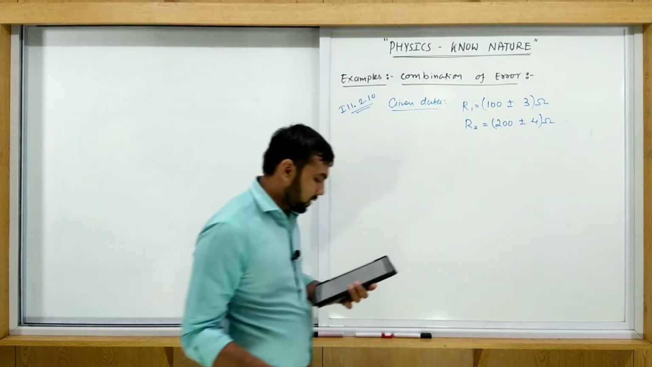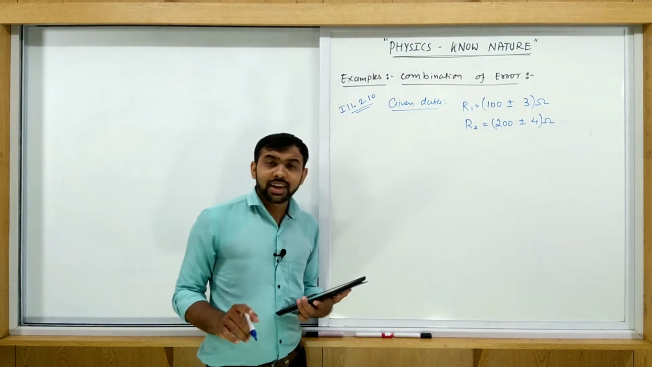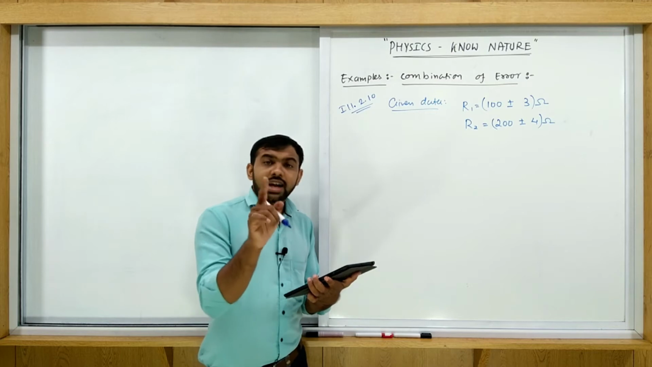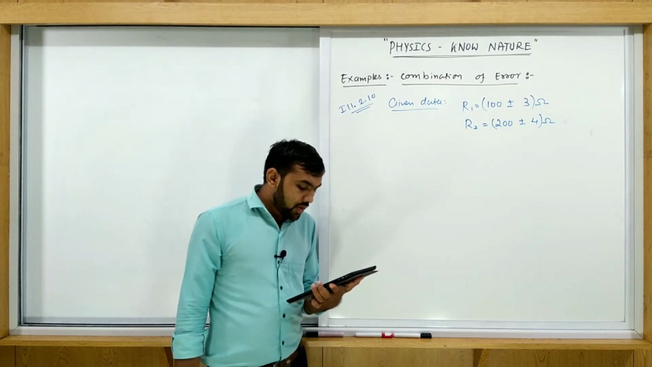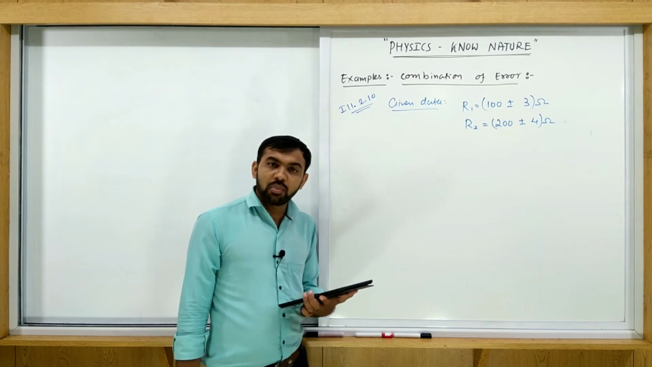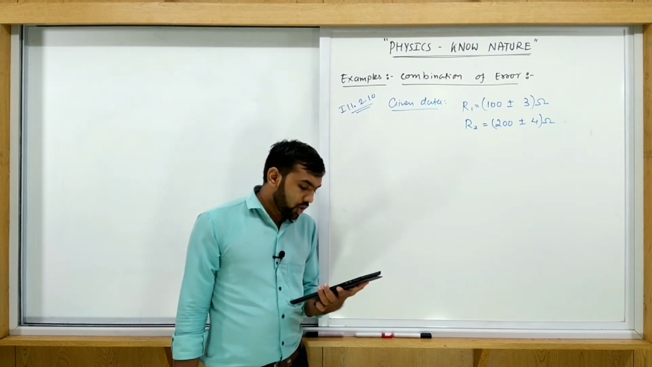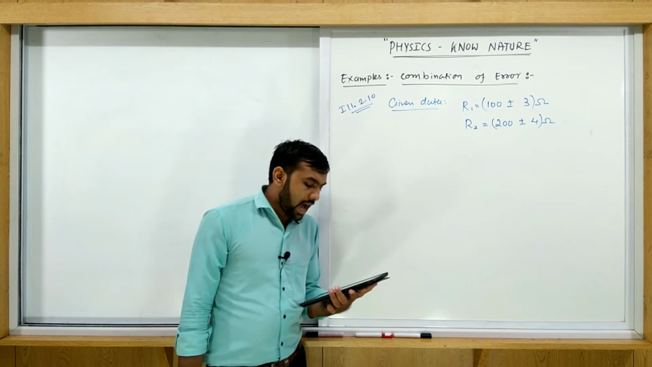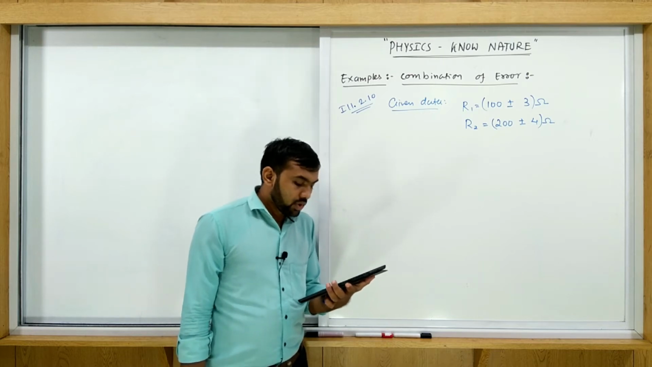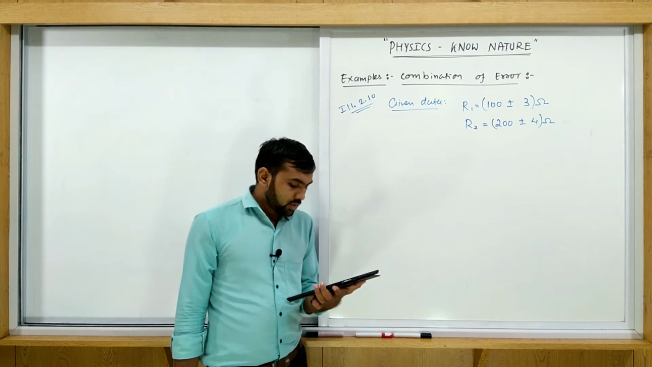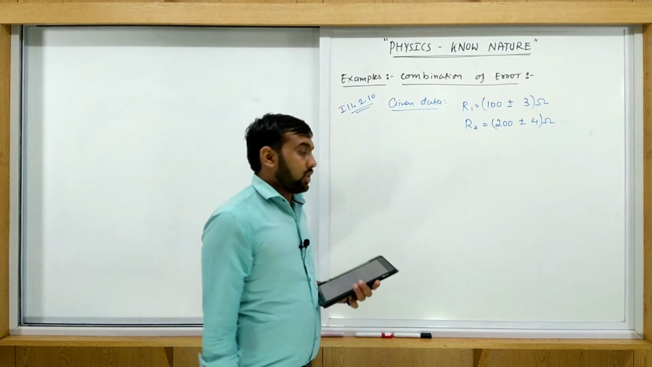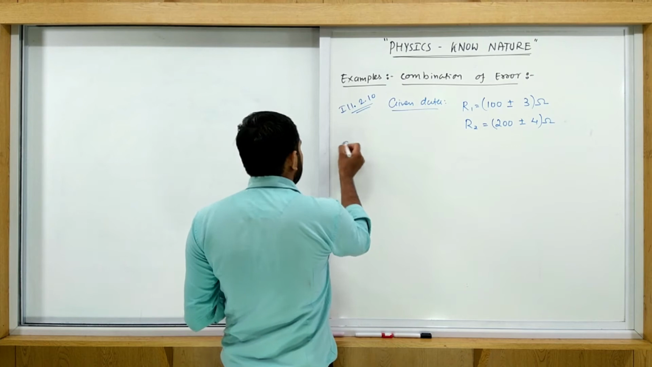Now what is the problem statement? They are connected in series first and in parallel the second time. Find out the equivalent resistance in case of series combination and in case of parallel combination. Use the relation R is equal to R1 plus R2 for series connection and 1 upon R is equal to 1 upon R1 plus 1 upon R2 for parallel connection. So let's discuss the first case only.